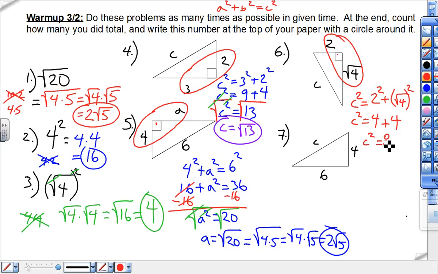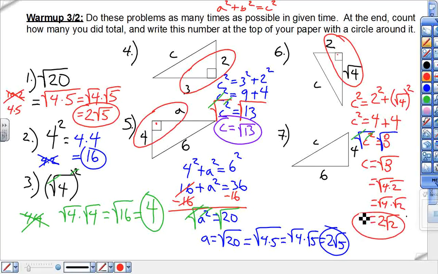I need to square root both sides. Those cancel away and just leave me c. I need to look at 8 and see if I can break that down. And yes, 8 becomes 4 times 2, which breaks up into the square root of 4 times root 2. Square root of 4 gives me a whole number 2. Bring down the square root of 2 because I can't do anything with it. That is my answer.